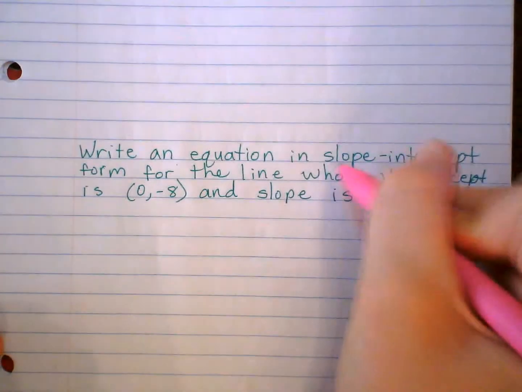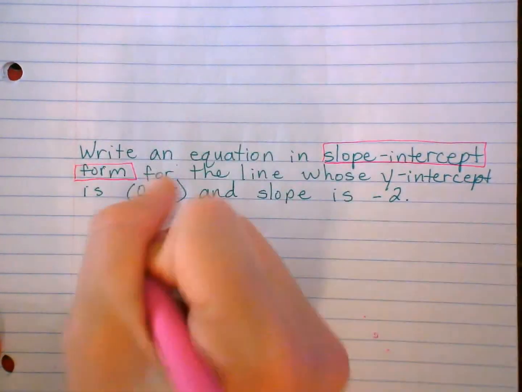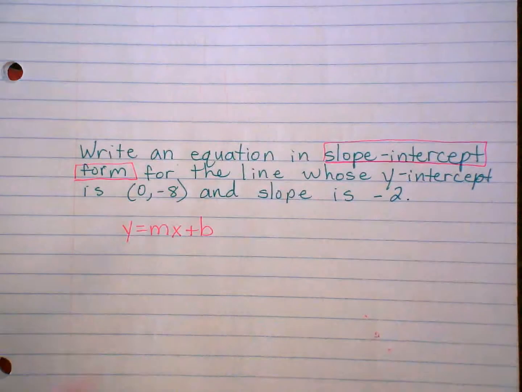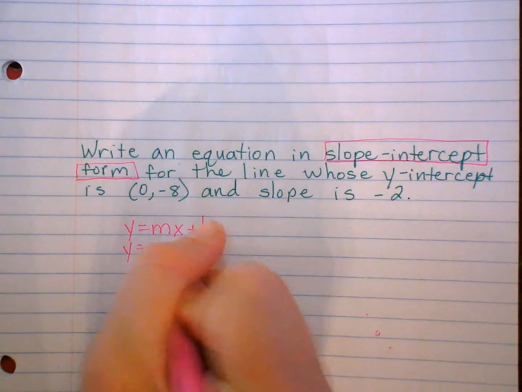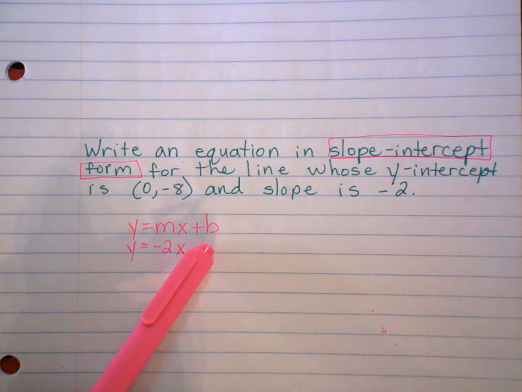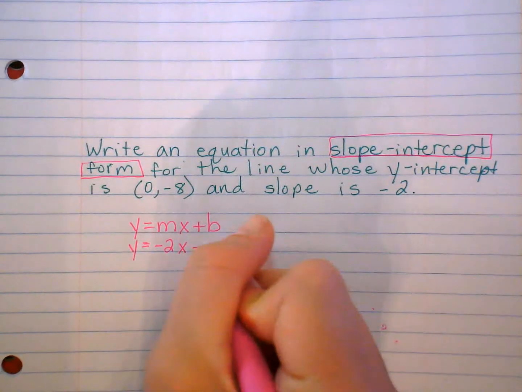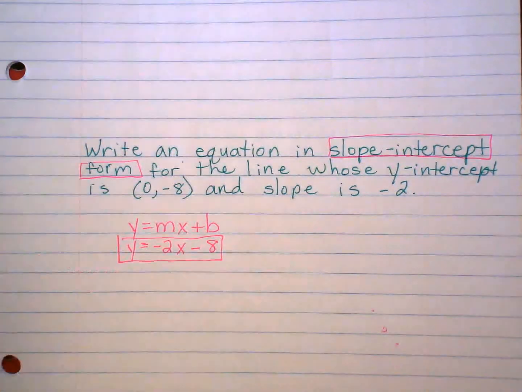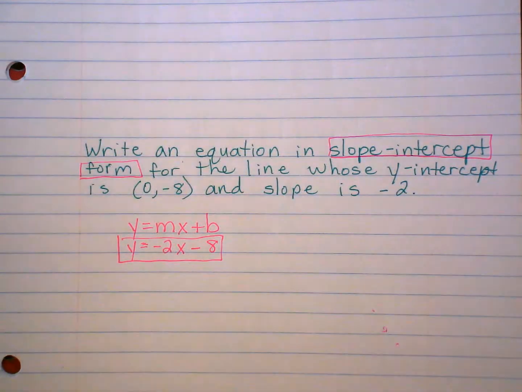So slope-intercept form. Well, I know slope-intercept form is y equals mx plus b. I know m is my slope, which they said is -2. So let me plug that in for m. And b is my y-intercept. Y-intercept is where it goes through the y-axis when my x is 0. That goes through at -8. So I'm going to write -8. So that's my equation. -8 is the y-intercept, -2 is my slope.